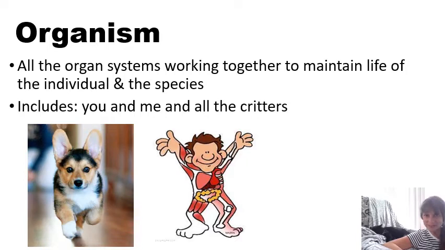Finally, all the organ systems work together to maintain life of the individual and the species. This includes you, me, and all the critters, including bits.